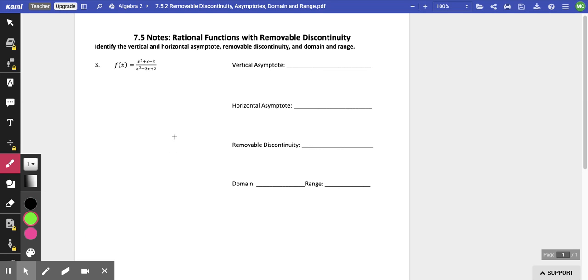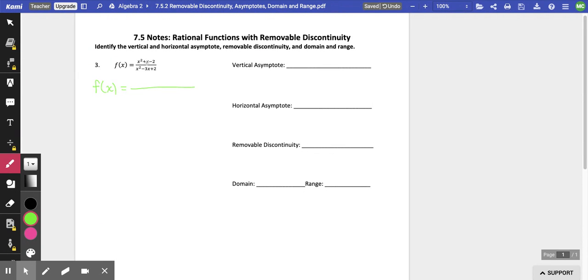Okay, so we're going to put the removable discontinuities together with the other concepts that we've already learned here. We learned how to find vertical and horizontal asymptotes, and we've also talked about domain and range briefly. We'll expand on that now. For your vertical and horizontal asymptotes, you really do need to factor the numerator and the denominator on your rational function first and see if it can be reduced.